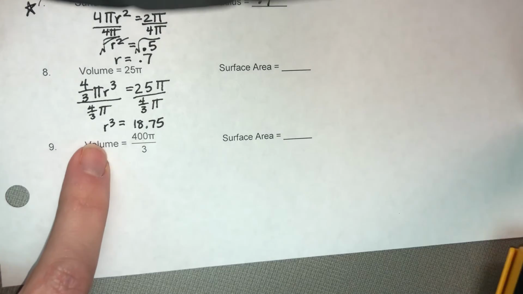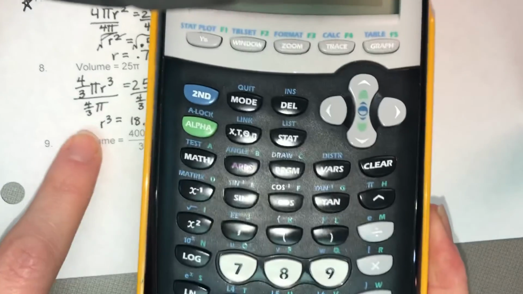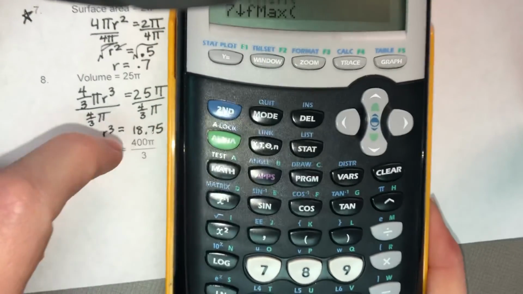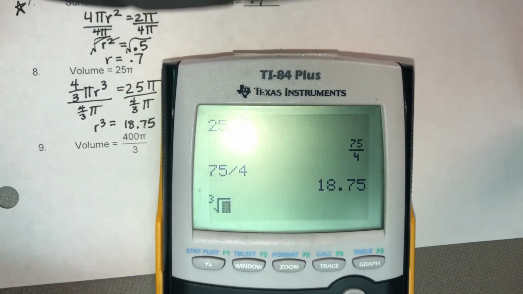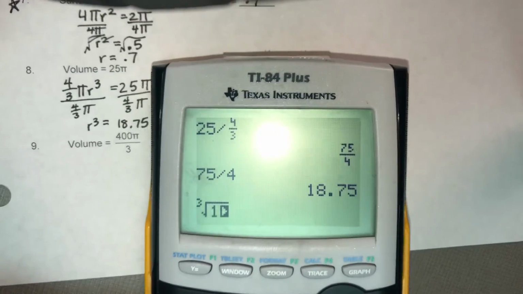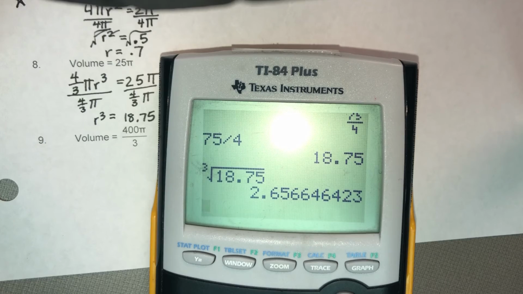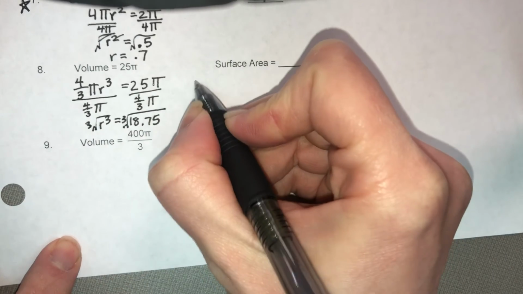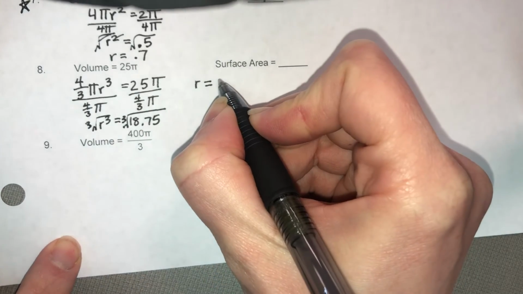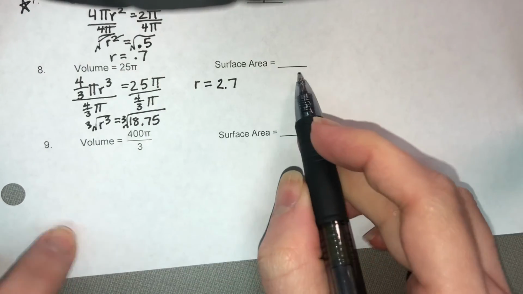Now, how do you get the cube off of the r? Well, you have to take the cube root. And in your calculator, if you hit the math button, option 4 is cube root. So you do the cube root of 18.75, which is 2.7. So cube root on both sides, r equals 2.7. Now this is not the answer because they asked us to find the surface area.